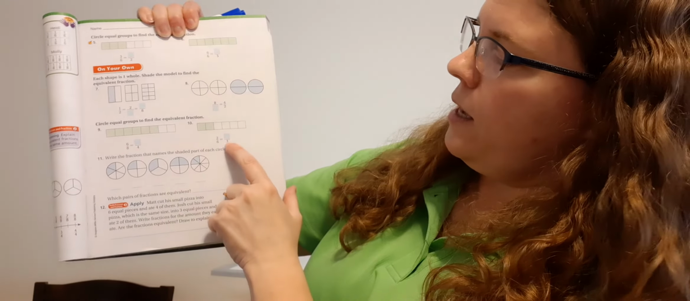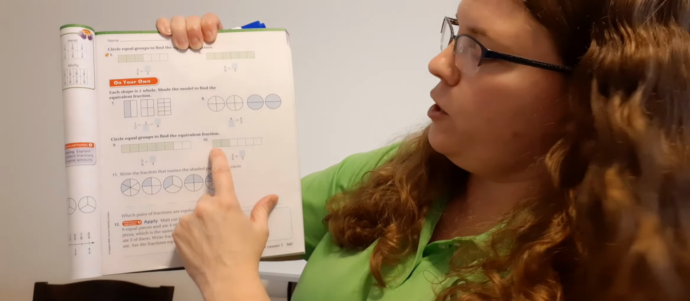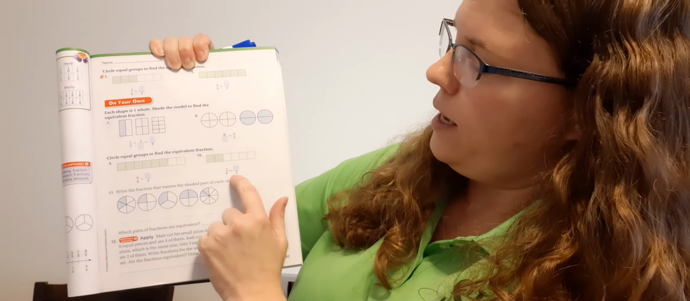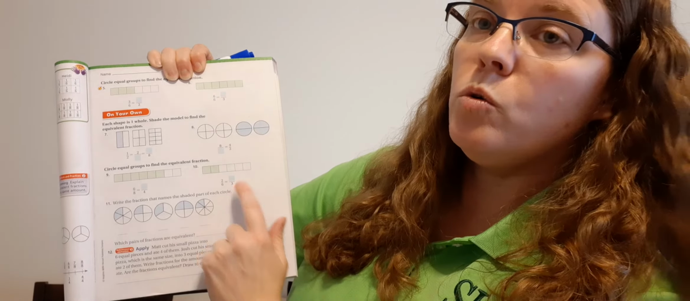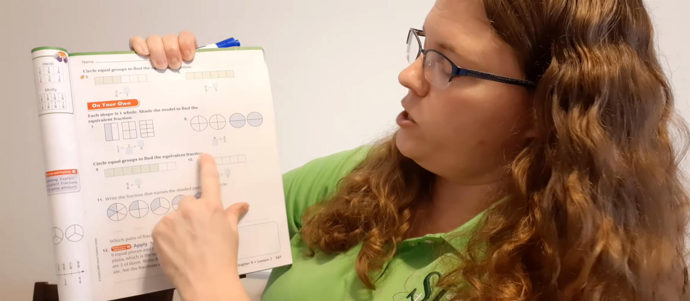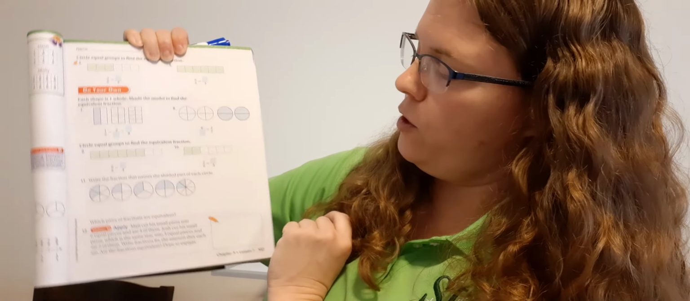Number 10. All right, number 10 is 2 sixths. And how many thirds? So I have to break this into thirds. 1, 2, 3. And how many are shaded? 1 of the thirds, right? This whole one is shaded in 1/3.